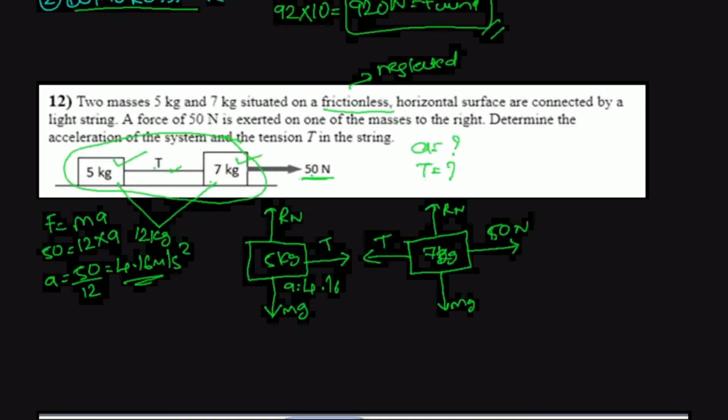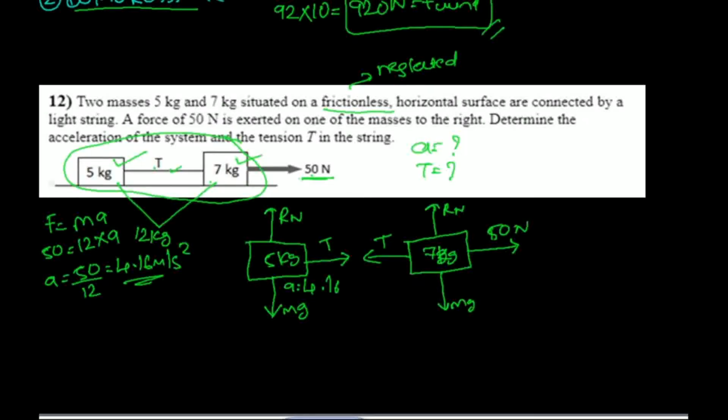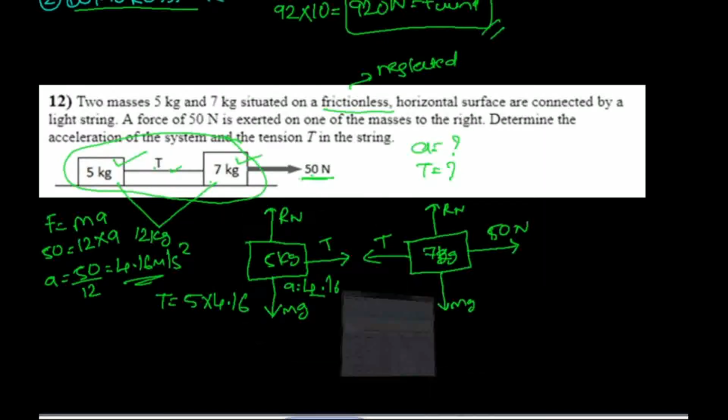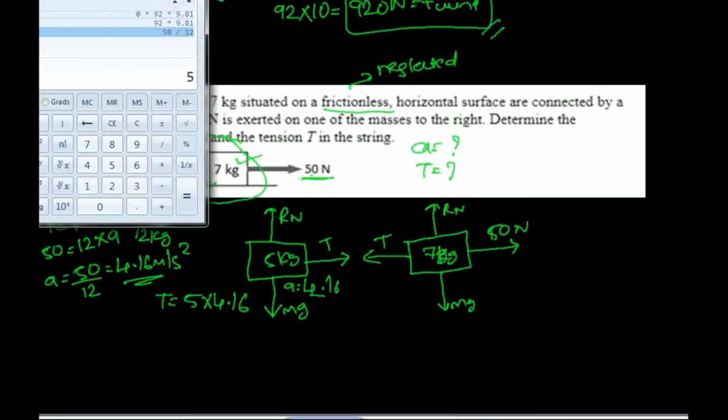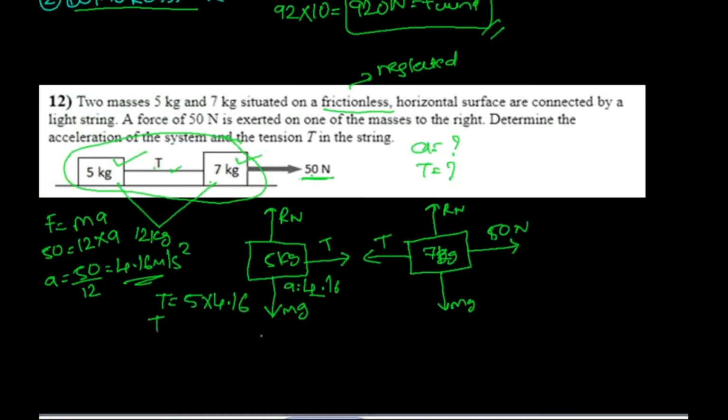So considering T, what is the T we need to determine? Mass is 5 kg and 4.16 is the acceleration. So what is the thing? 5 into 4.16 is 20.8. The tension force is 20.8 Newton. That is the tension in the string.